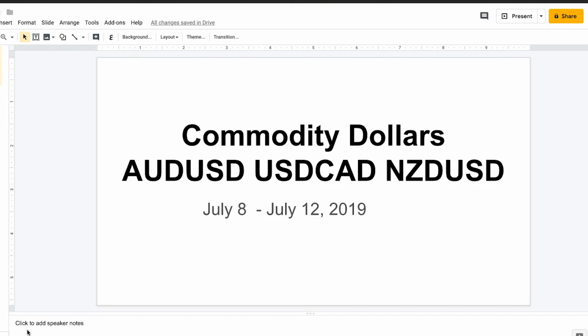Welcome to the commodity dollars for July 8th to July 12th, 2019 for Aussie dollar, dollar CAD, and Kiwi dollar. And the story in the commodity dollar trade was initial strength at the start of the week, but then we had a massive fade today, with the exception of CAD. And the reason being, of course, is that U.S. yields really popped up. And of course, the commodity dollar trade is very much a yield trade as we go forward.